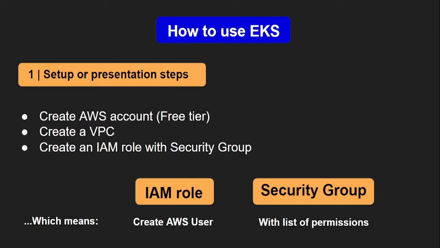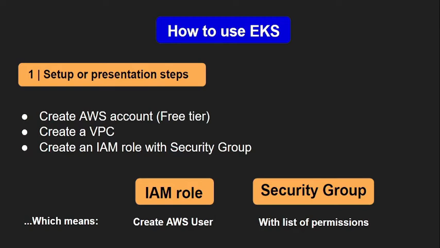Then you have to create or have a VPC. It's basically your virtual private space in AWS. Basically a space where you do your own stuff. It doesn't interfere with other AWS users in the cloud. That's basically what a VPC is.